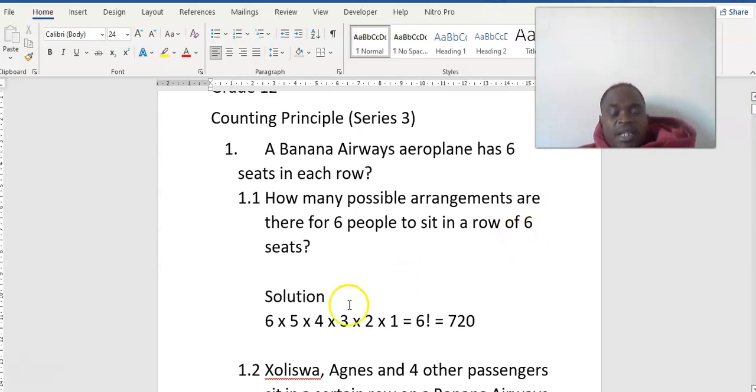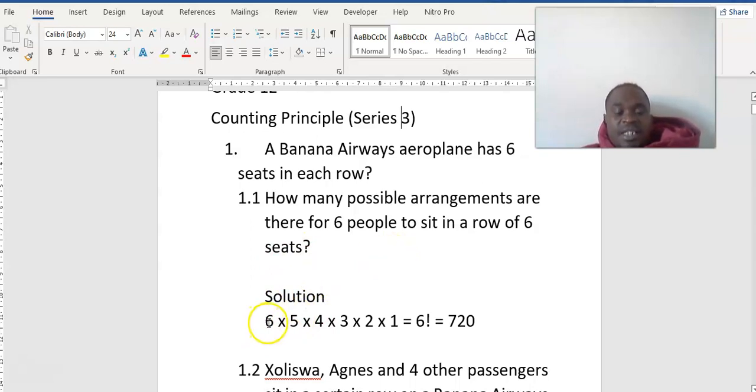Now, if you have already watched the first and the second video, you will know what I'm talking about better, because I explained it much there. We have 6 seats: 1, 2, 3, 4, 5, 6. And 6 people are supposed to sit on these seats. How many ways can they sit on it?